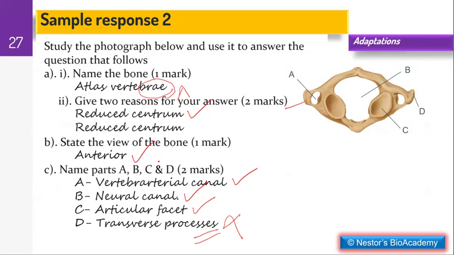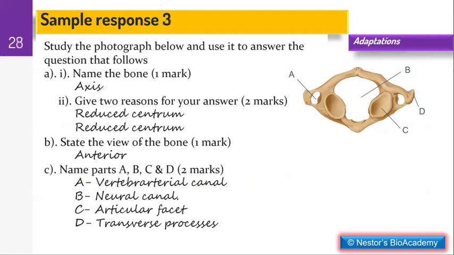Let's look at a sample response by candidate 3. Now, candidate 3 commits and identifies this bone as an axis bone. Of course, this will be very wrong because this is an atlas bone, not axis. And then therefore, reasons would definitely not score, however correct they are, because these questions would be tied. A very wrong identity for part A, Roman 1, would make the candidate forfeit marks there. And therefore, this significantly lowers the chances of one scoring highly in this question.